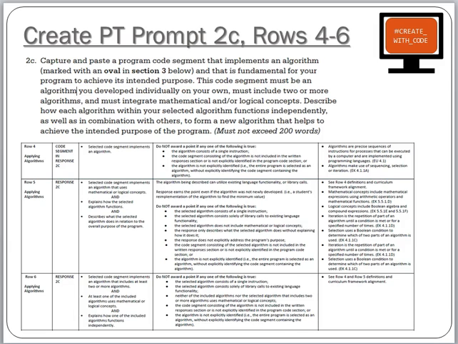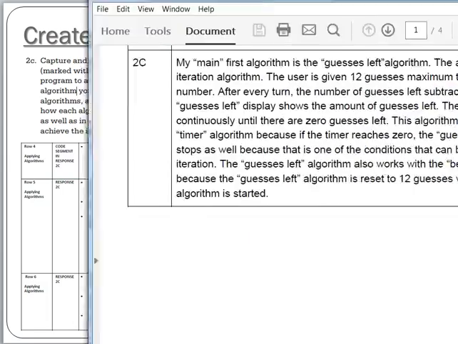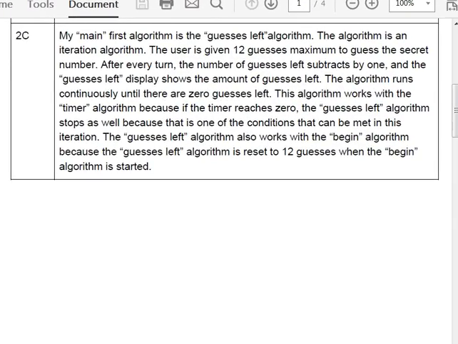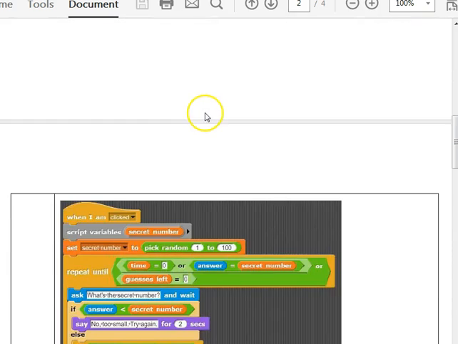This is for a guessing game, and that doesn't necessarily lend itself perfectly to this algorithm, but it gives you the idea. So here he starts his 2C, my main first algorithm. It would be even better if it had a little name like total score or something, but that's okay. He tells you, and I really want y'all to do this, this is an iteration algorithm. Iteration is actually a type of algorithm. There are 3 types of algorithms we've talked about in class. There's sequencing, there's selection, and there's iteration. I would like for you to tell what kind of algorithm it is. He explains what it does, and he explains the math that it does, and then he shows it here.